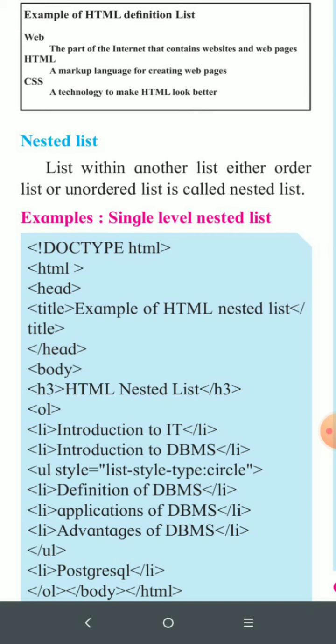After that, they have taken the UL tag, unordered list, with the circle attribute. Then they have written definition of DBMS, application of DBMS, advantage of DBMS. Then they close the UL tag. Again they continue the previous list, that is the ordered list. So after the HTML nested list, PostgreSQL will appear, and within that, with the help of the OL tag, the content will be displayed.